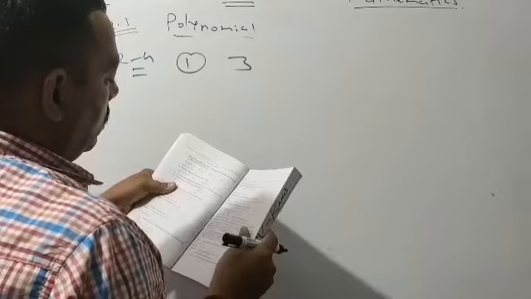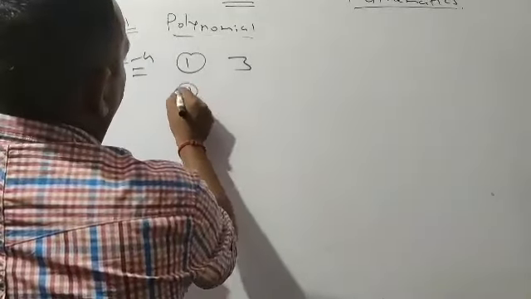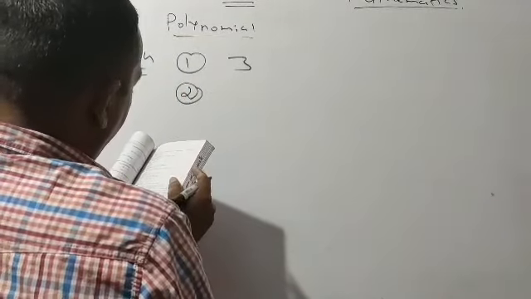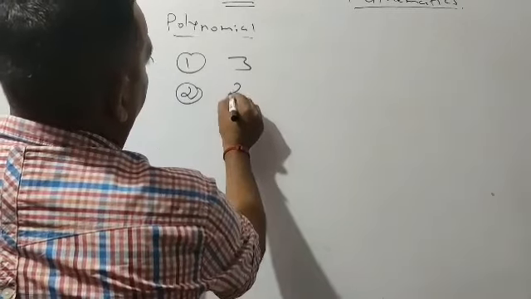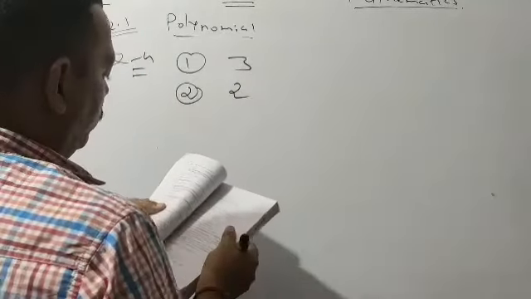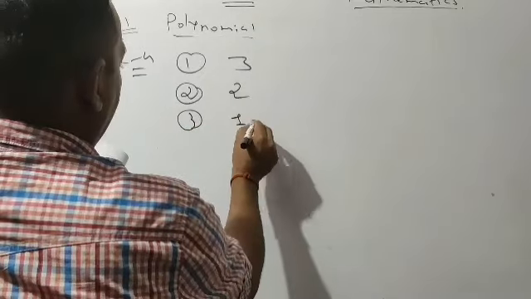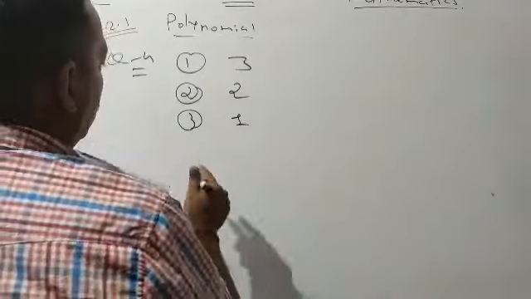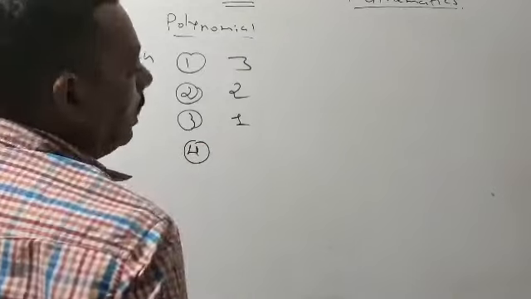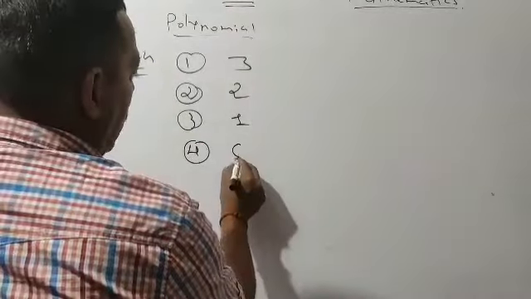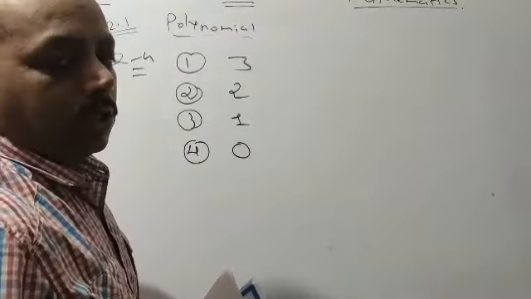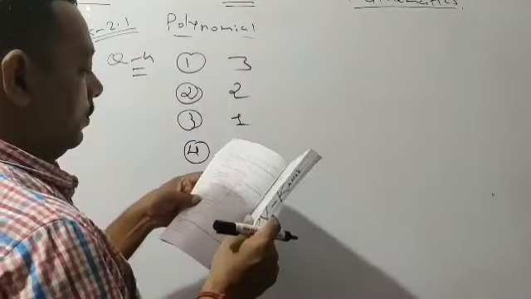What about question number 2? In question number 2, 4 minus y square, so the highest power is 2. In the same way, in the third, the highest power is 1, and in the fourth, only a constant term is there. So the power is 0. It is called a zero degree polynomial.